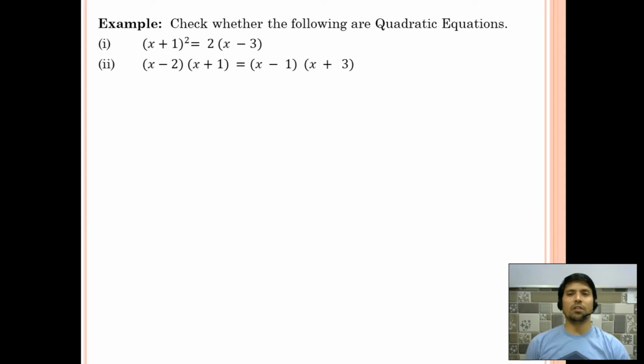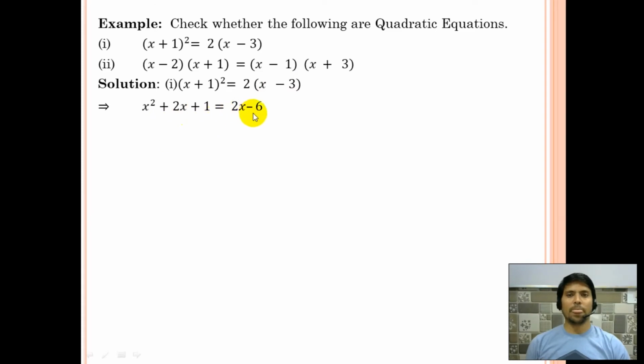We will start with the first example, that is (x plus 1) whole square equals 2x minus 3. Now open this, (a plus b) whole square. By the formula of (x plus y) whole square, this is x square plus 2xy plus 1. This equals 2 multiplied by both the terms, that is 2x minus 6.